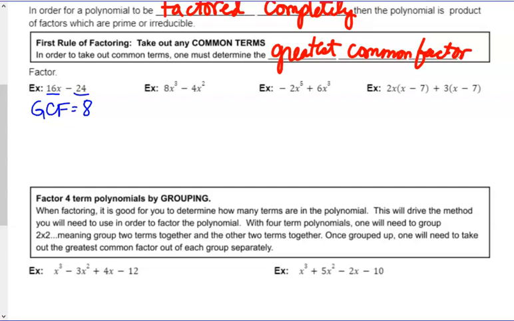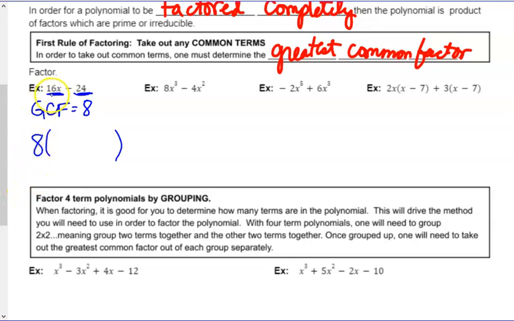So, what about our variables? Notice that in the first term I have an x, but in the back term I don't have an x. Therefore, it is not part of my greatest common factor. Once we have determined that, I need to take it out front completely, and I need to determine what's left over.